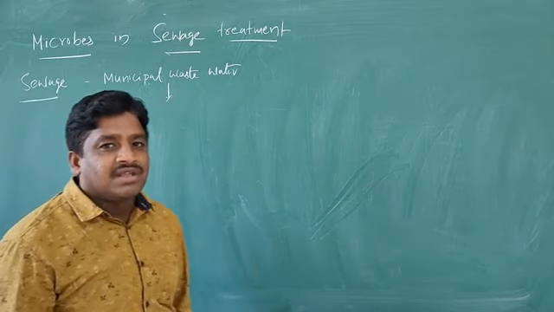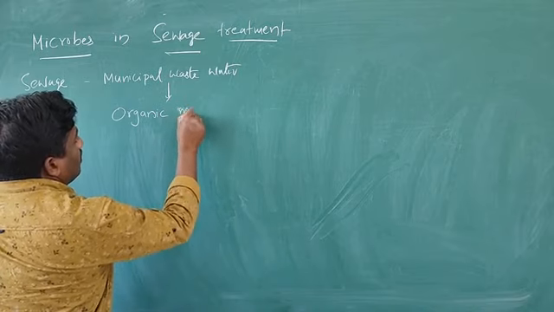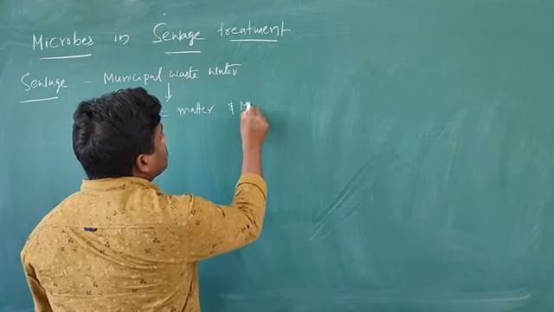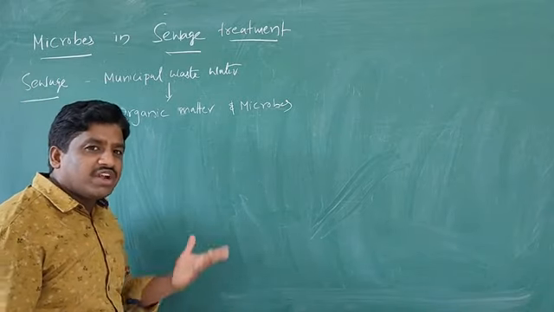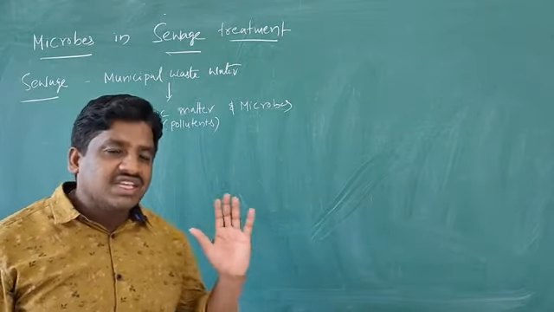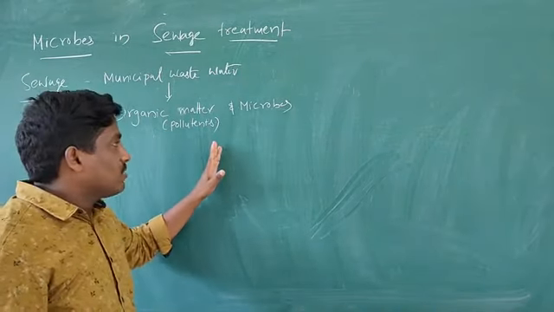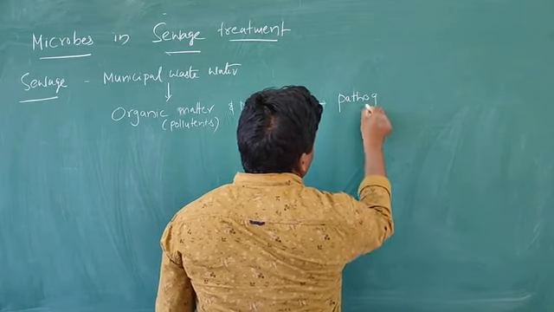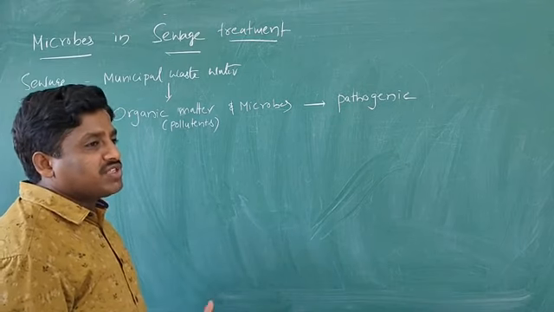It contains a large amount of organic matter and also microbes. Organic matter here means what? Pollutants. And also microbes, which are pathogenic. These are the main disease causing organisms in the water. These microbes are present in the wastewater.